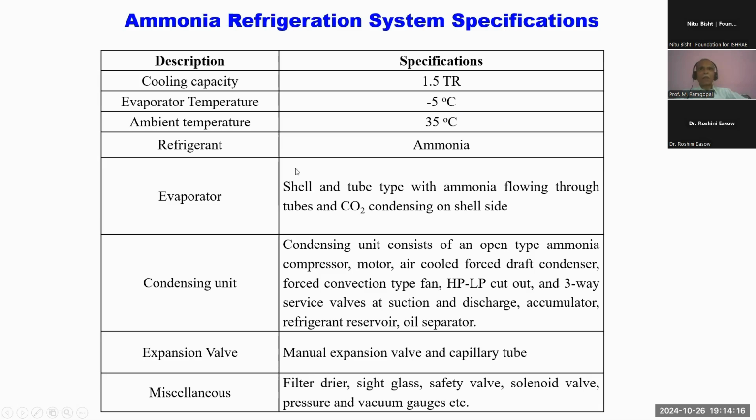So as I mentioned, we have gone for a shell and tube type cascade condenser, where ammonia is flowing through the tubes and carbon dioxide on the shell side. The condensing unit has a typical forced convection type condenser, and all the controls, HP/LP cutout, service valves, etc., with the oil reservoir, oil separator, refrigerant reservoir, and all that.